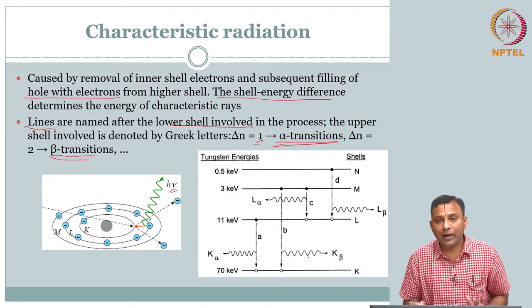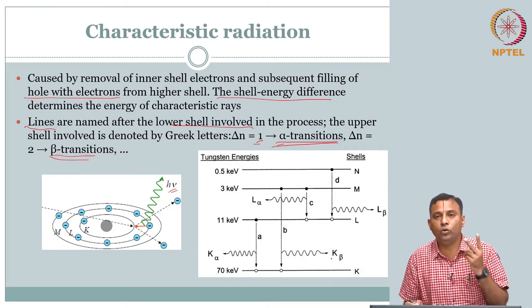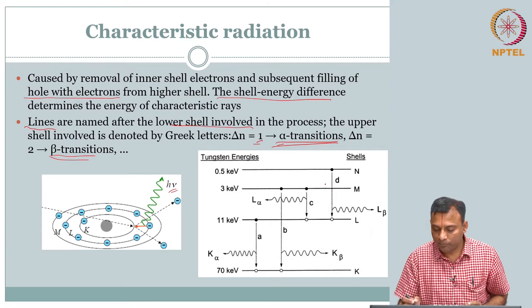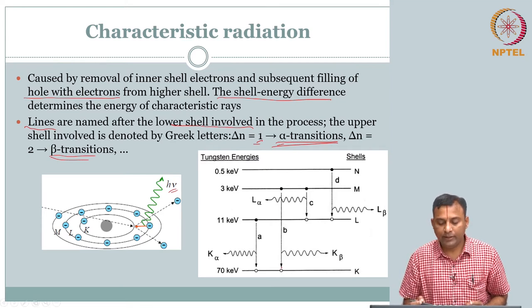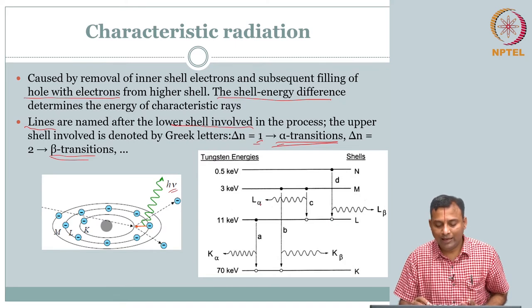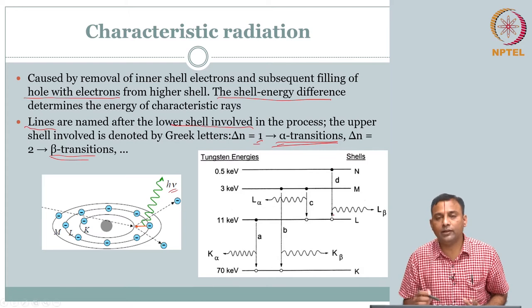If you are doing K beta, that means beta is 2. So, lower is K, beta is 2. That means this would have come from two levels up, right? M to K transition. Likewise, here if you notice, L is the lower energy shell. Alpha means one transition. L alpha represents M to L transition. L beta represents N to L, and so on.